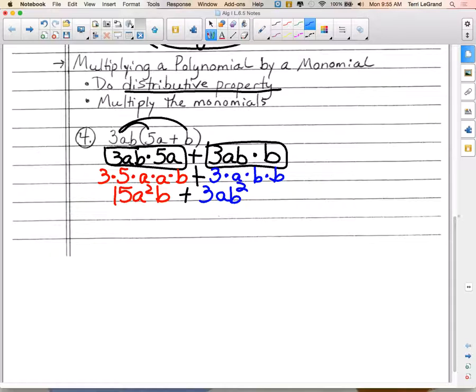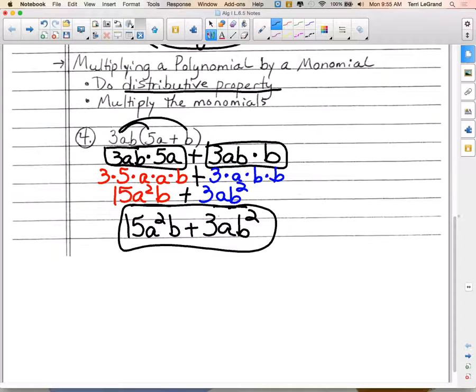We're not multiplying, are we? We're adding. What has to be true when we're adding? What has to be true about those variable parts? They have to be the same. Are they the same? Is a squared b, that's the variable part of this one, the same as ab squared? No. So don't be fooled into thinking you can make this any better. It's addition at this point now. It is not multiplication anymore. So the final answer is just that binomial. 15a squared b plus 3ab squared. Can't put them together.